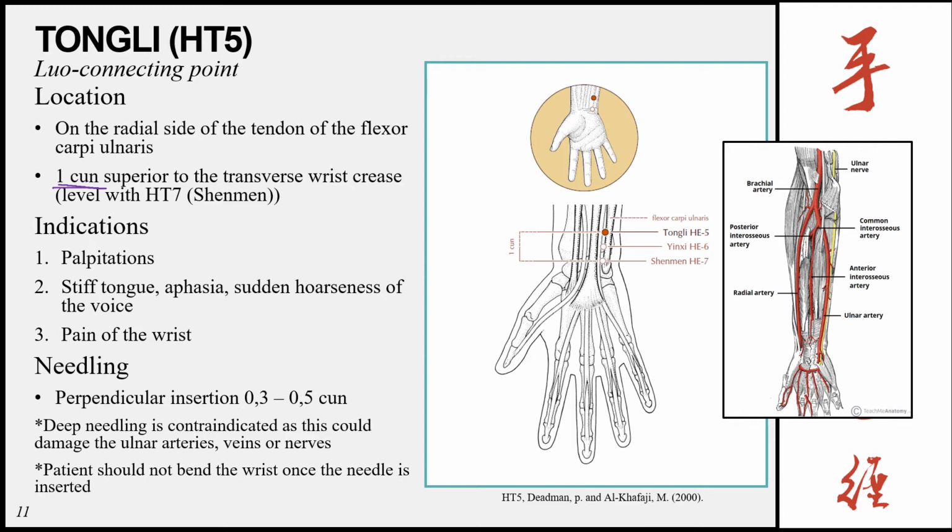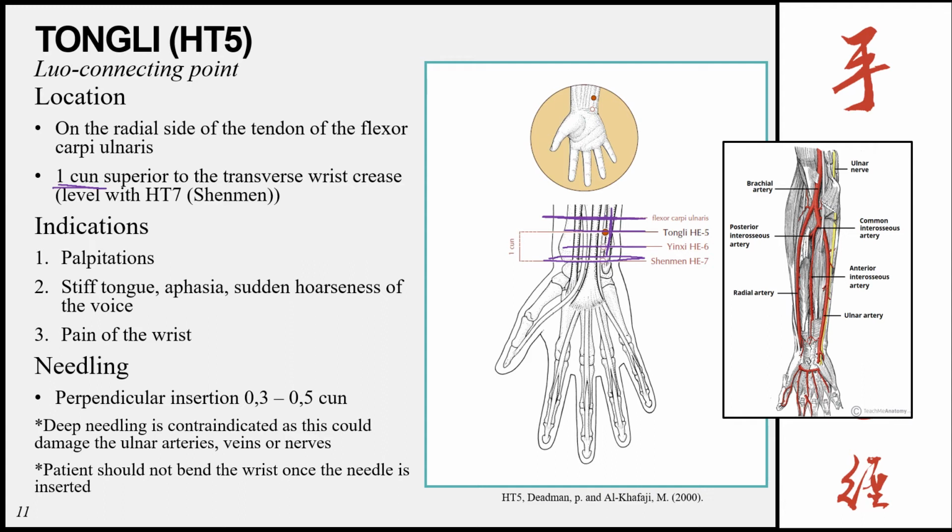And what you can do when locating these points is once you've located heart 4 over here, we know this distance from here to here is 1.5. So if we divide this distance into 3 equal parts, then we can use this to help us find heart 5 and heart 6, which will be at each one of these marks. And then each time we've got to ensure that we're on the radial side of this tendon over here. This point can be used for palpitations, stiff tongue, aphasia and sudden hoarseness of the voice, and it can be used locally for pain of the wrist.